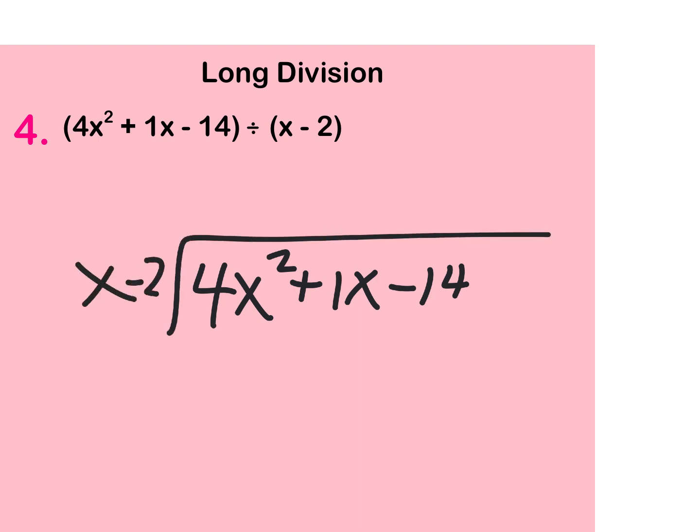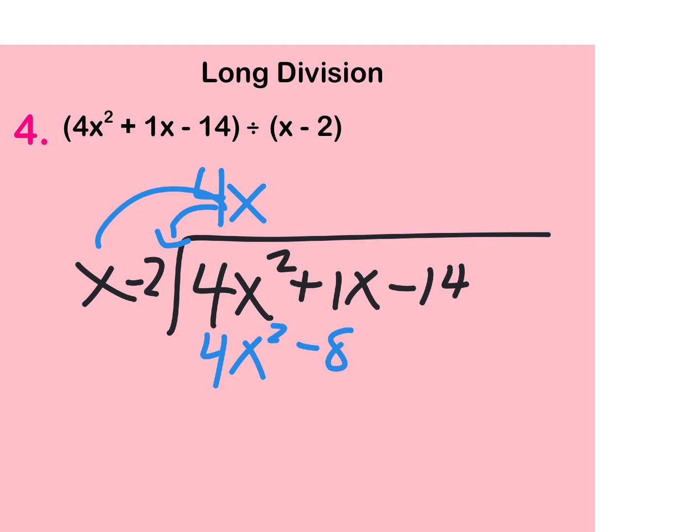You start with an x and you go, that's not working because I get x squared, but I should have got 4x squared. Then you go, oh, I guess I could use a 4x. 4x times x makes 4x squared. 4x times the negative 2 makes negative 8x. Draw the line, opposite, opposite. It adds up to 9x.